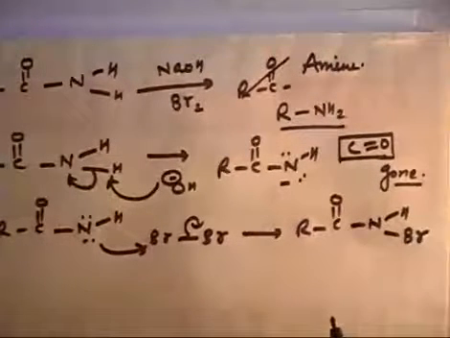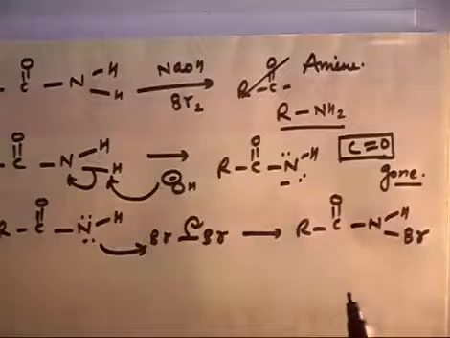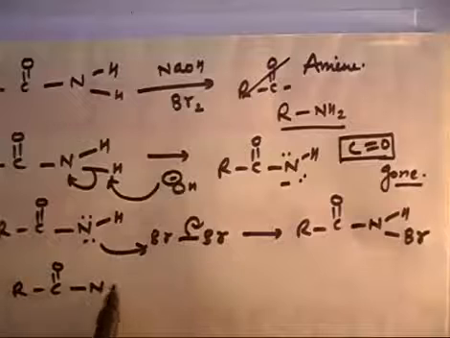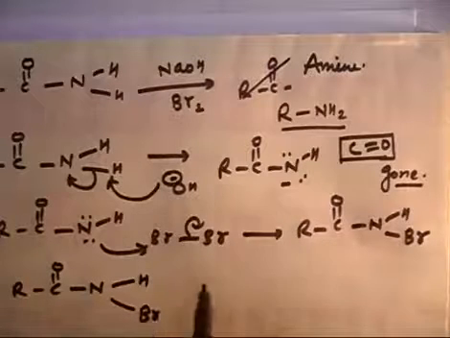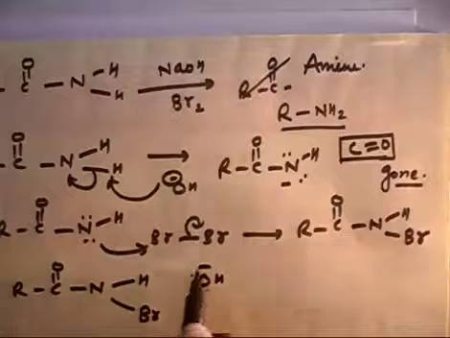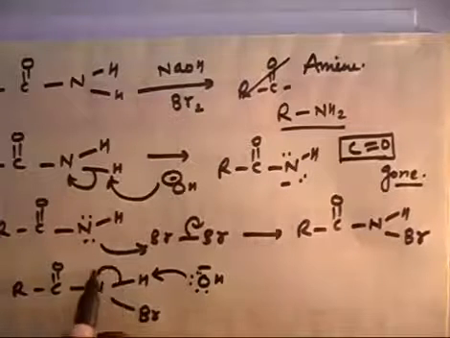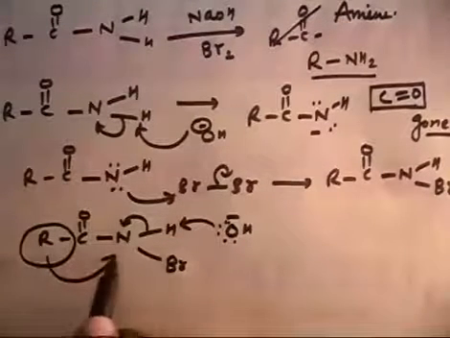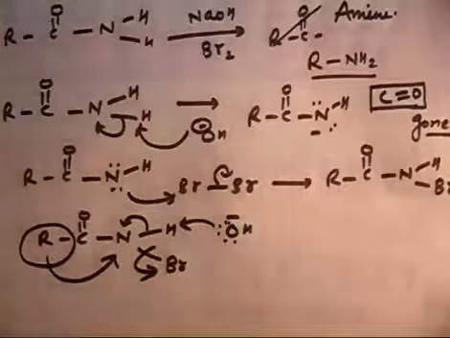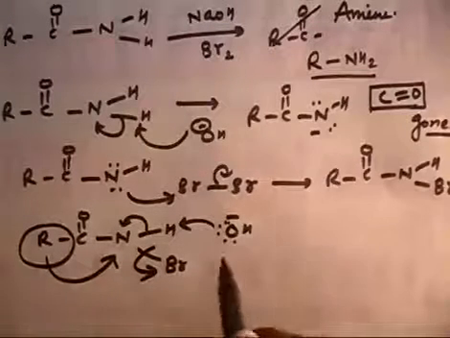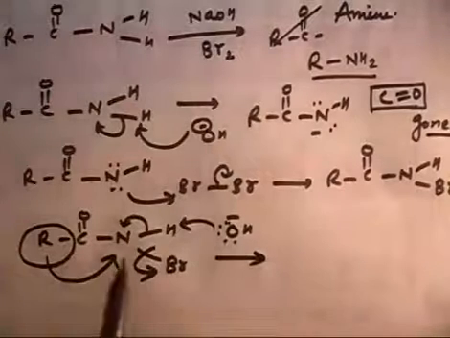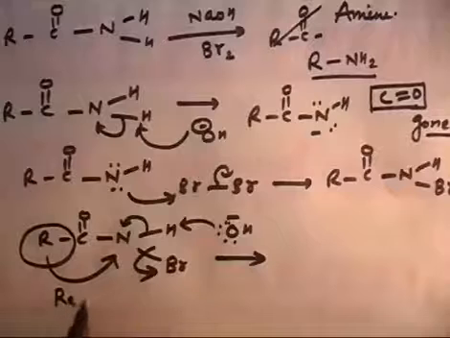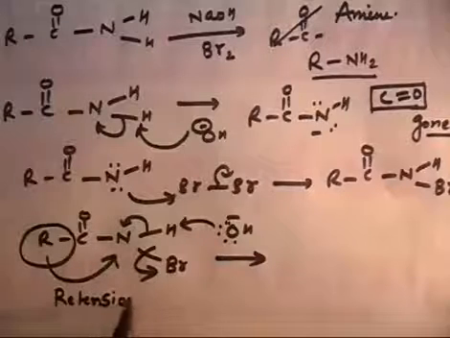Now in the next step, what happens? Did you have any idea? Now this hydrogen becomes even more acidic. So in the next step, OH minus takes this hydrogen, and at the same time this alkyl group migrates here, and at the same time Br goes. So this all happens in one step. And one more thing, when this migrates, the configuration of R remains retained. So this happens with retention of configuration.